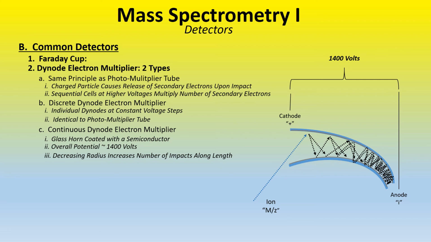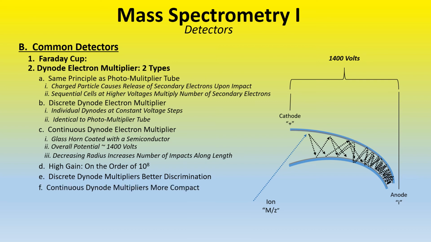These dynode electron multipliers have extraordinarily high gain. One charged particle hitting will essentially give you a gain of 10 to the 8th, a signal of 800 million electrons. The discrete dynode multipliers have better discrimination. However, the continuous dynode multipliers are much more compact and much more common.